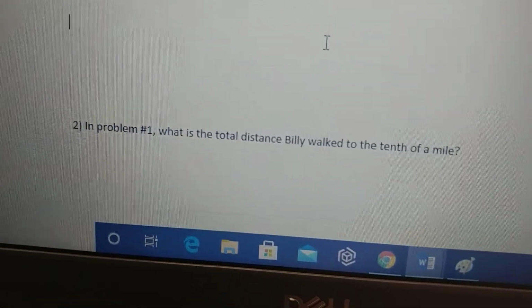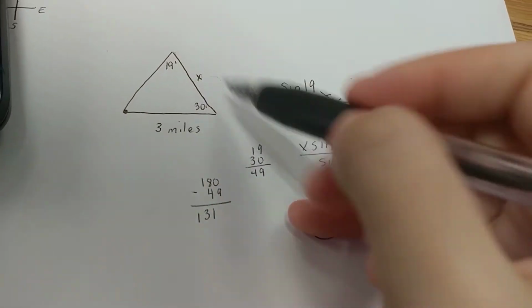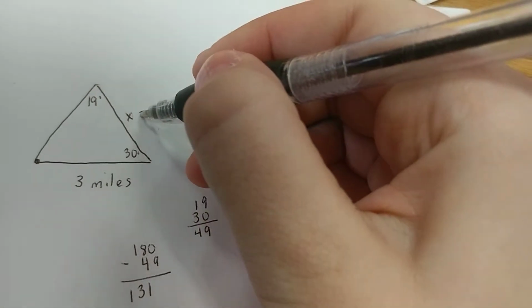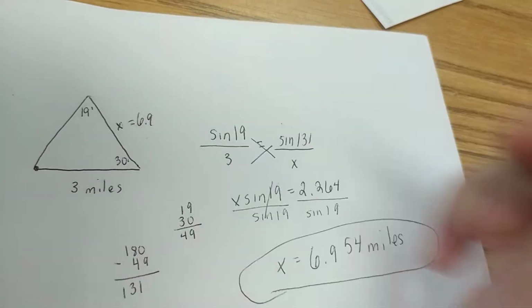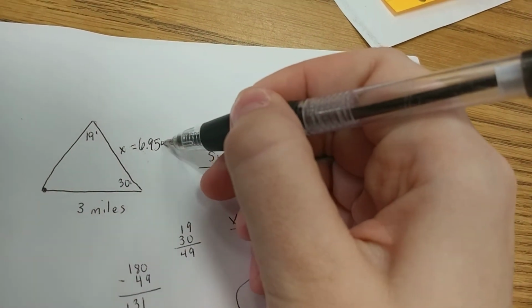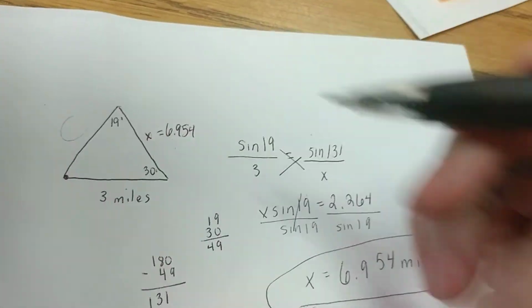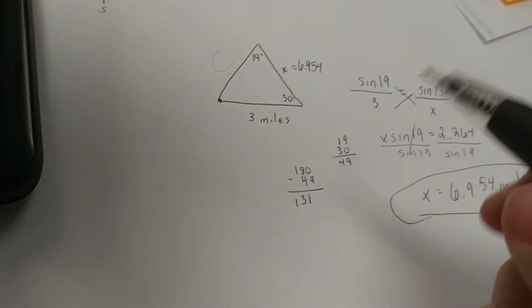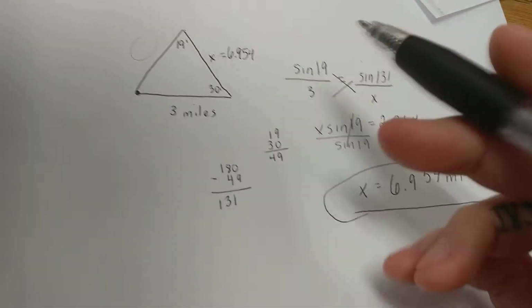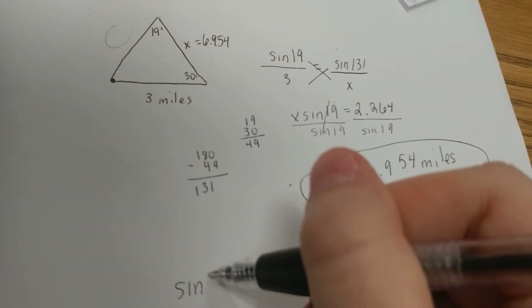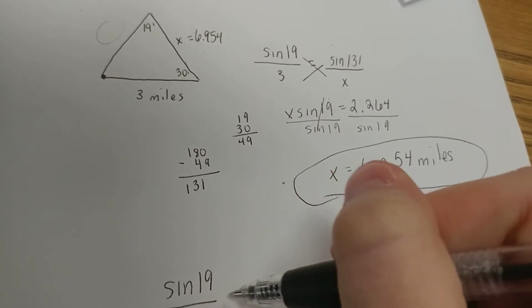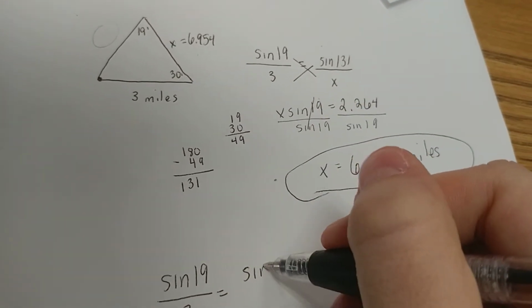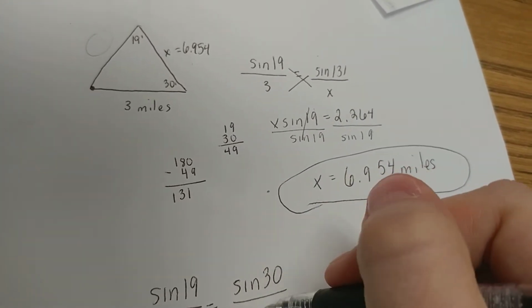Now, the second problem says, in problem 1, what is the total distance that he walked to the nearest tenth of a mile? Well, he walked this full triangle. Now, we have the first one because he walked 3 miles, and we have this one because we just solved for it. Now we need to solve for the other missing side. In order to find out how far he walked, we must find all sides of the triangle. So we already have this sine 19 over 3 is our reference ratio, and you need to keep using the same one. That's sine of 30 because 30 is the angle across from where we're solving.